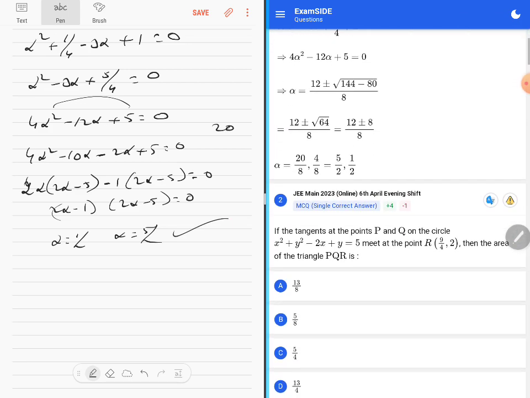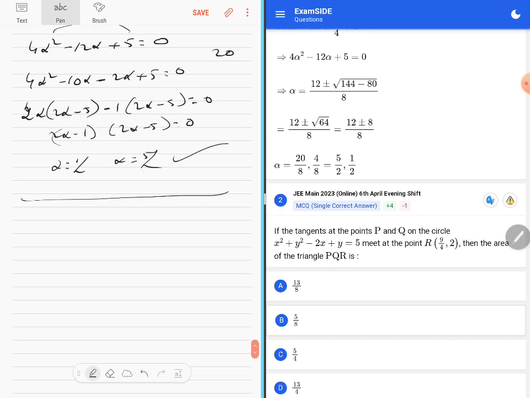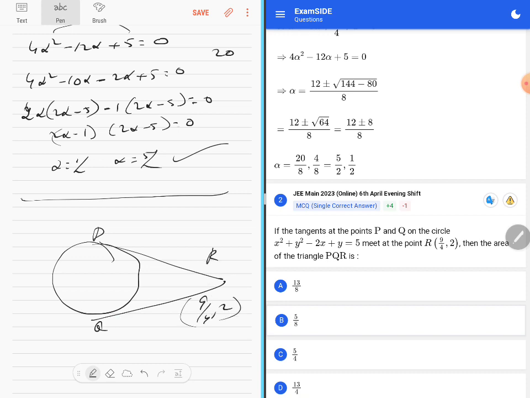The next question is this. If the tangents at the points P and Q on a circle meet at R, which is (9 by 4, 2), then find the area of triangle PQR. So the original circle's center will be (1, -1 by 2).